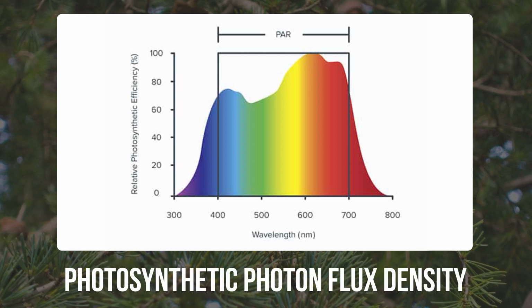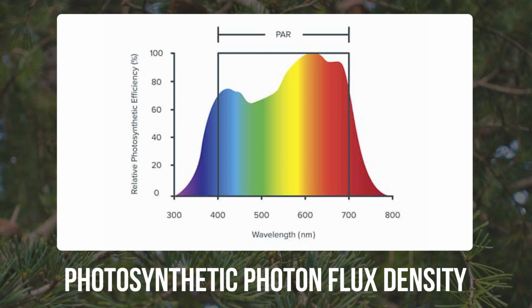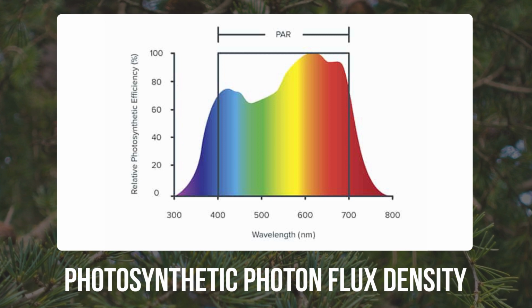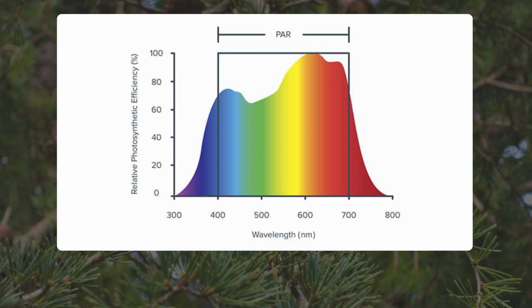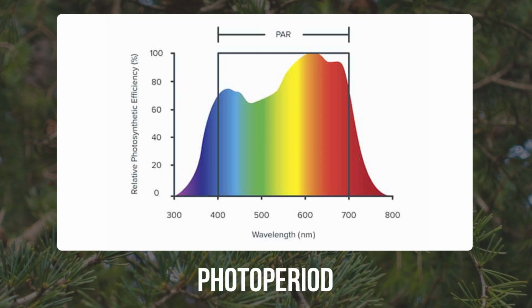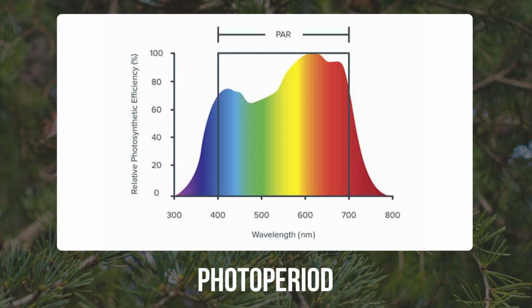The third term is photosynthetic photon flux density. Within the visible light, it tells us how many photons hit a surface in terms of micromoles per square meter per second. And the last one, photoperiod. It is a 24-hour interval during which a plant is exposed to light.